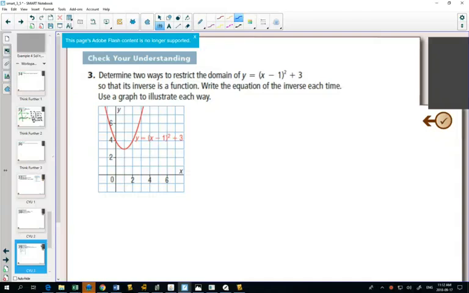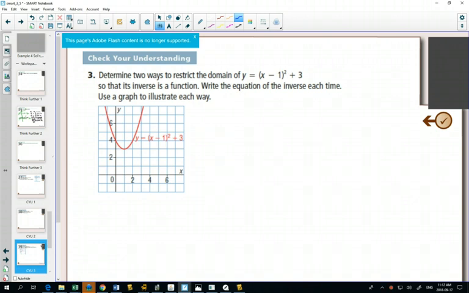Determine two ways to restrict the domain of that red graph so that its inverse is a function. So currently we look at the red graph and we notice it doesn't pass the horizontal line test. Anywhere I draw the horizontal line, it hits the red graph more than once. So what I want to do is come up with two different ways to restrict the domain. Now, first of all, let's talk about what restricting the domain means.